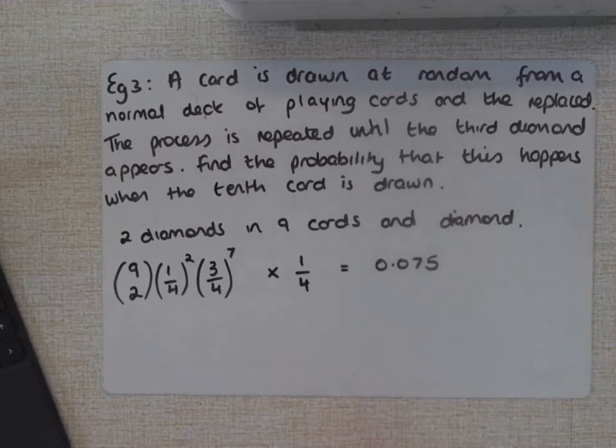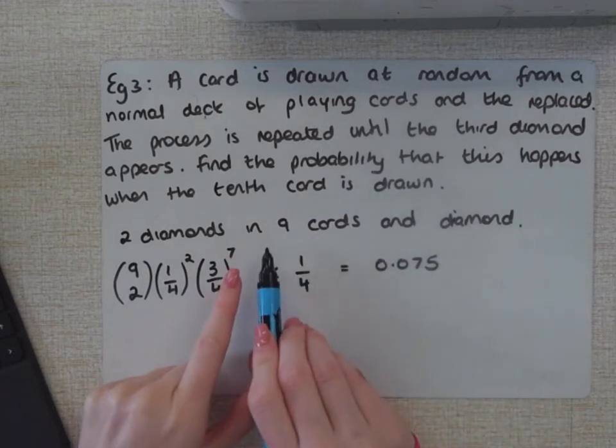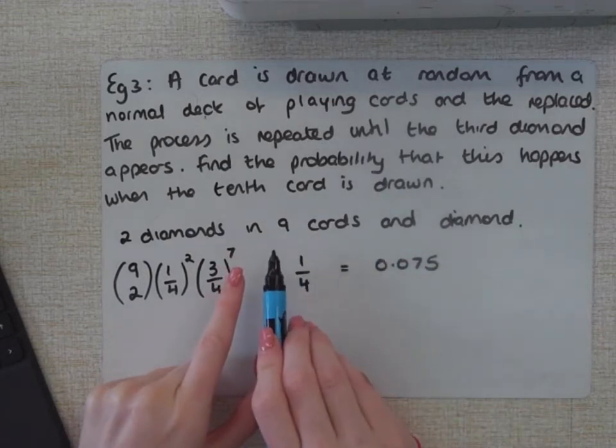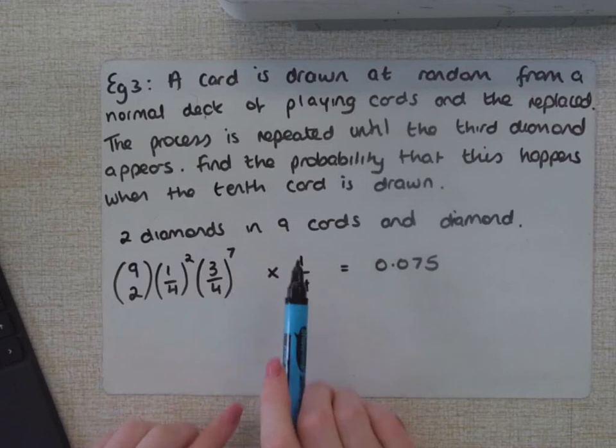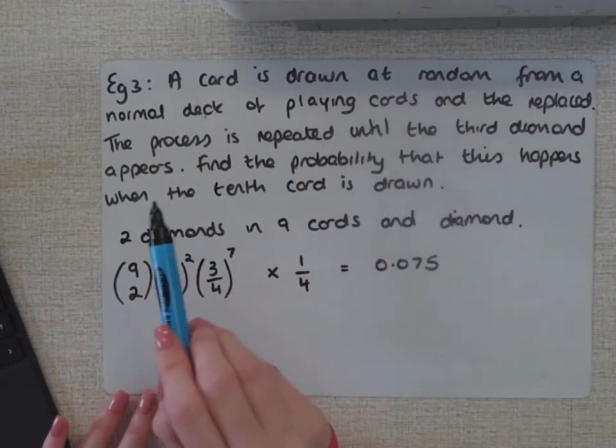Okay, so go on. Why is it 2 diamonds? Because the 3rd diamond has to happen on the 10th card. So that's the 3rd diamond. So before that, there's 2 diamonds. What do you mean by 3rd diamond? The question is, it's repeated until the 3rd diamond appears.